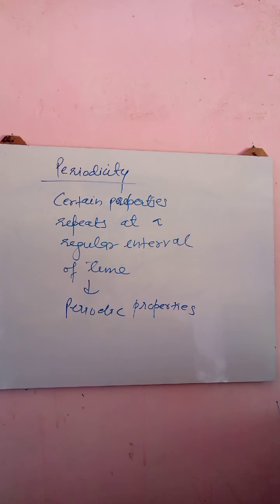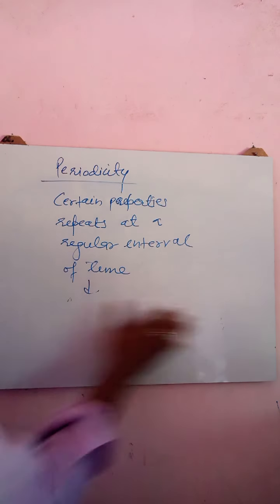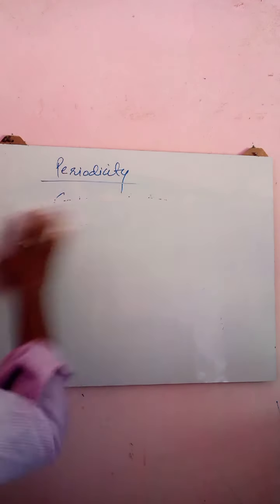I hope you people understood what is periodicity. Periodicity means certain properties of the element repeat at a regular interval of time. This is called periodicity. Whatever property is repeated at a regular interval of time is known as a periodic property. We will understand what the periodic properties are, and their traits.